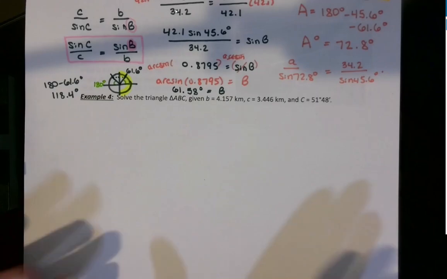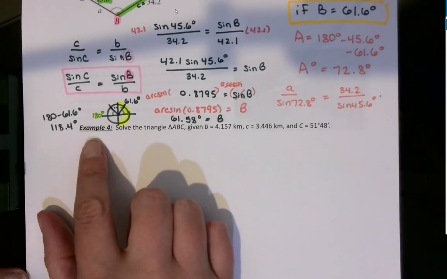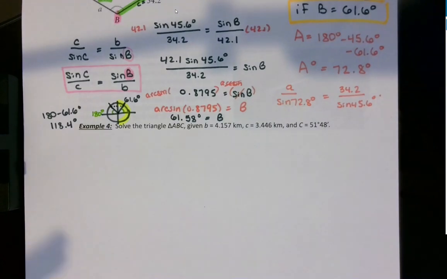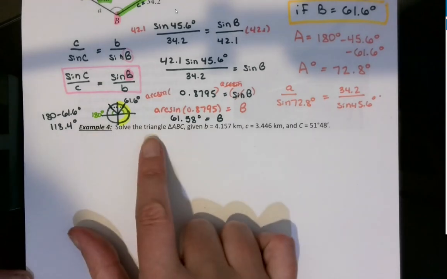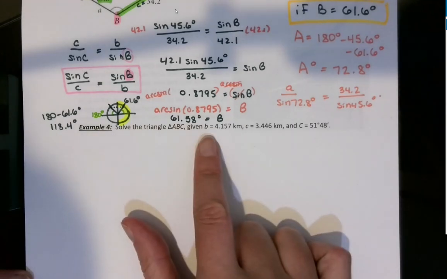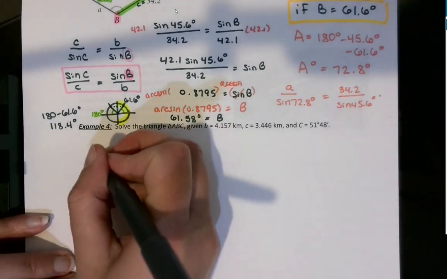All right, so I'm going to continue on to the next problem. In the new course pack version, this will be on the next page because this problem just takes a lot of space. But for right now, it's on this page, on my page. So I'm going to come back here to example 4, where I need to solve the triangle ABC given side B, side C, and angle C. I'm going to draw myself a triangle.